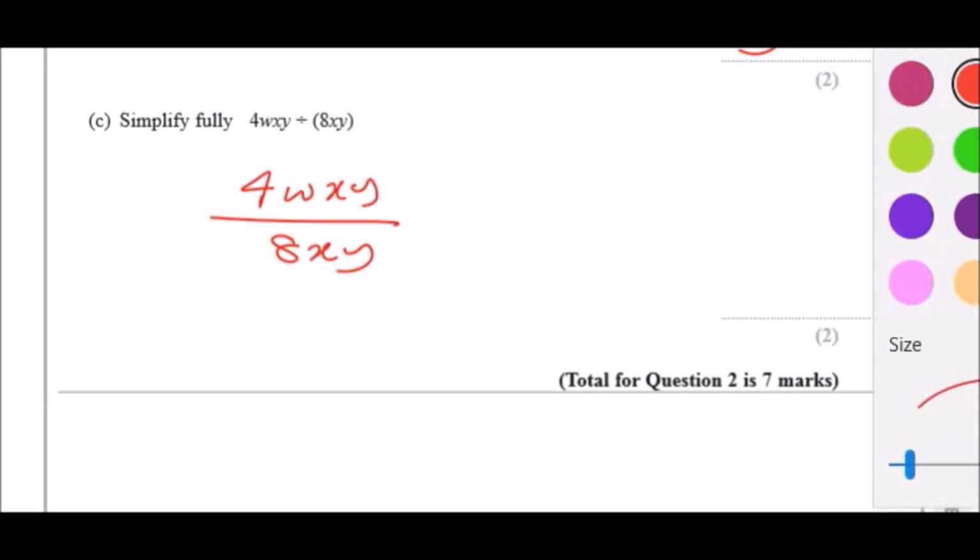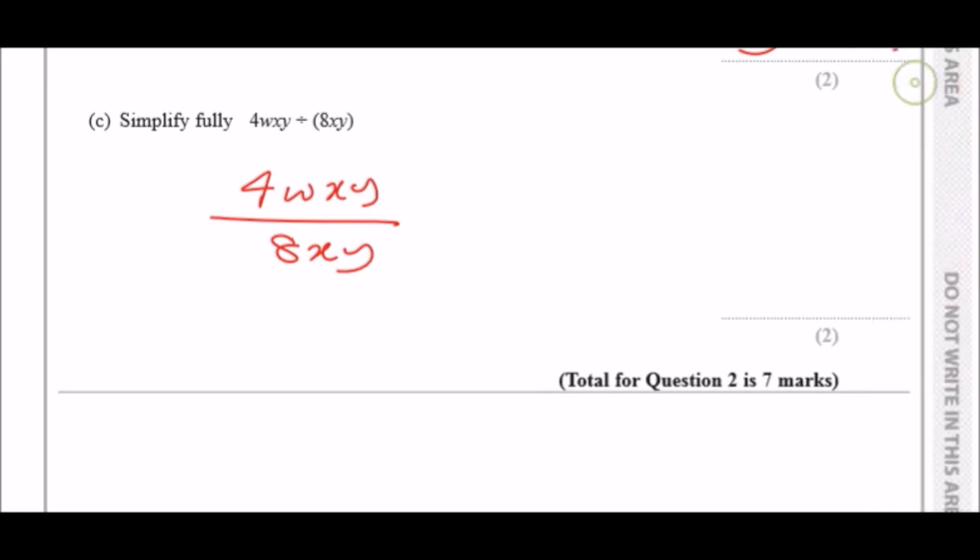Now let's change the color of the pen. I'm going to choose this one, purple. And let's start knocking out common terms. So we've got xy, they can both go. So we're left with 4w over 8.